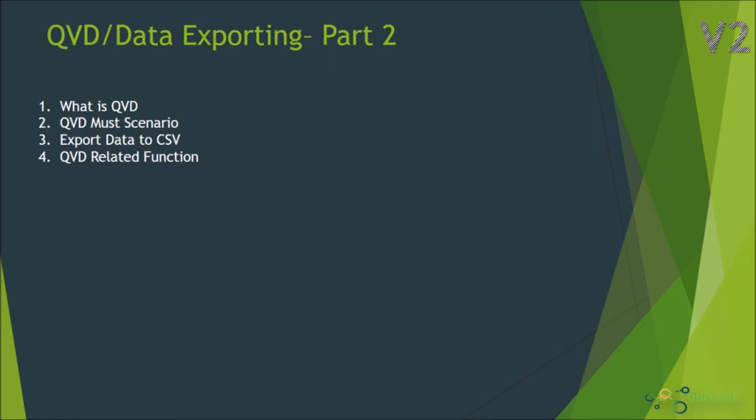It is a must to have QVD while implementing incremental load, because if you fetch data from a legacy system, it is very slow. But if you read data from QVD, meaning if you read historical data from QVD, it will be much faster. So QVD is a must while implementing the incremental load.